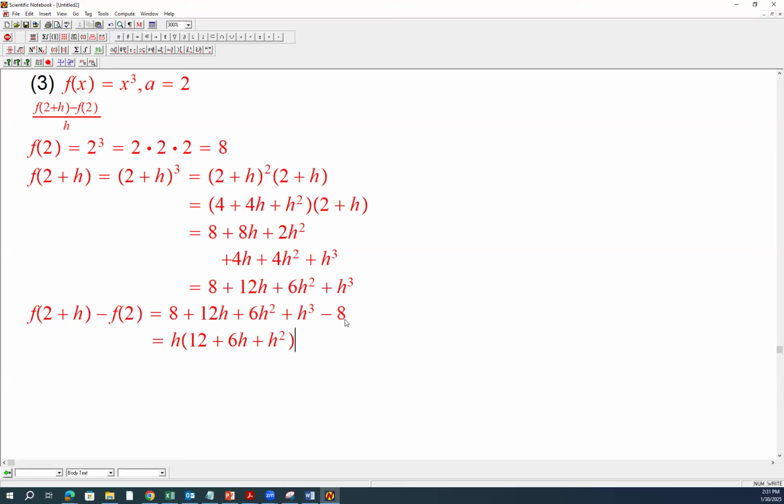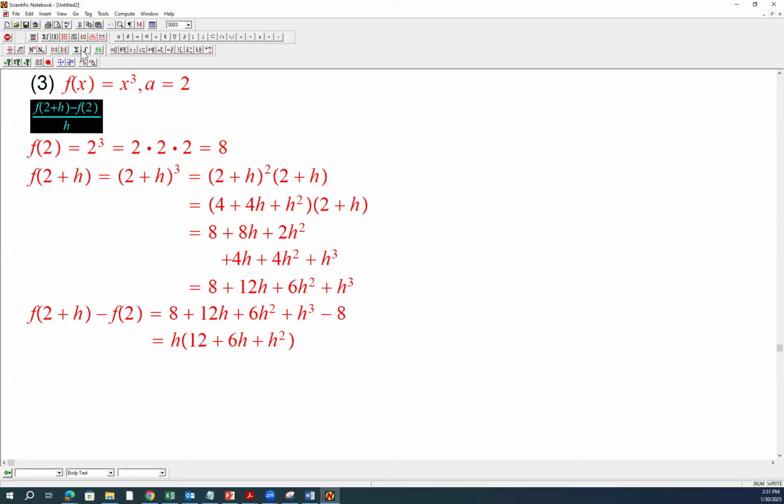Okay, so let's quickly double check. It's always safer to double check our work. So a squared plus 2ab plus h squared, and 8h, 2h squared, 4h squared, and h raised to the power of 3. I don't see any problem. Okay, let's move forward.